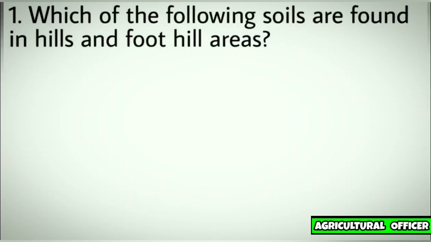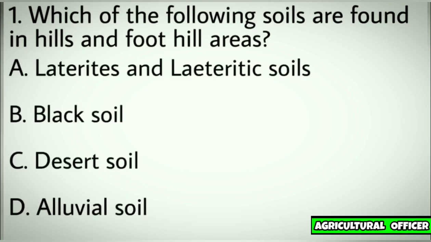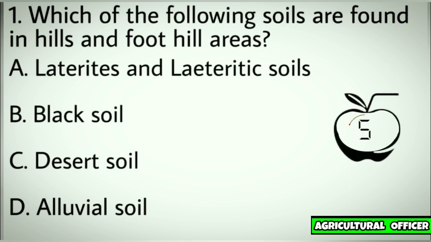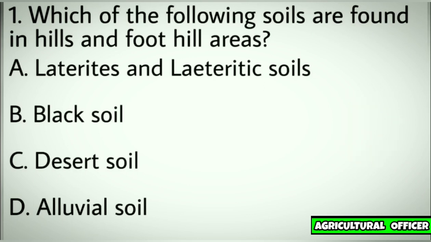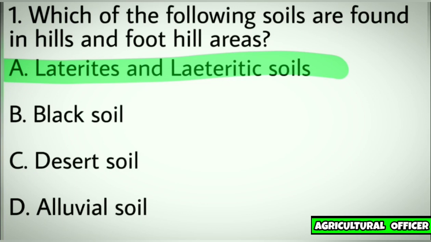Question number 1. Which of the following soils are found in hills and foothill areas? Options: A. Laterites and lateritic soils, B. Black soil, C. Desert soil, D. Alluvial soil. Correct answer: A. Laterites and lateritic soil.